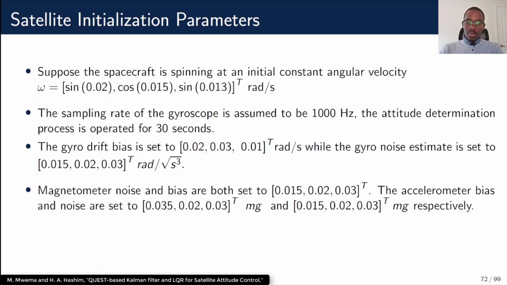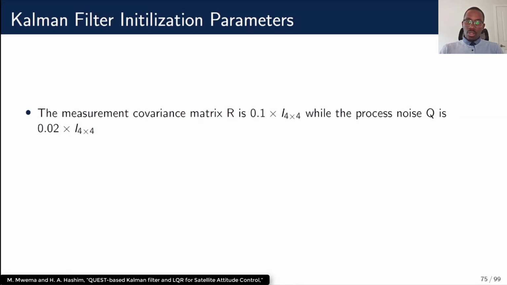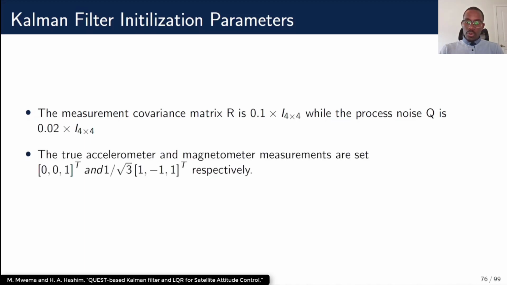Magnetometer noise and bias are both set to the values shown. The accelerometer bias and noise are set to the values shown, respectively. The sun sensor confidence is set to the following values. For the Kalman filter initialization parameters, the measurement covariance matrix is a 4x4 identity matrix of 0.1, while the process noise is a 4x4 identity matrix of 0.02. The true accelerometer and magnetometer measurements are set to the following values, respectively.